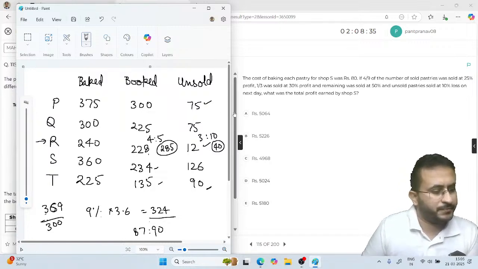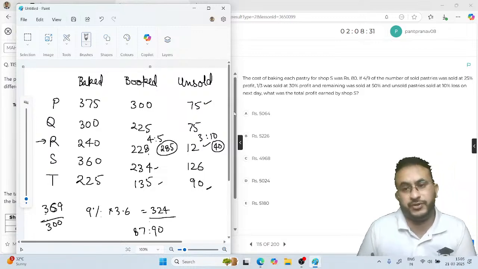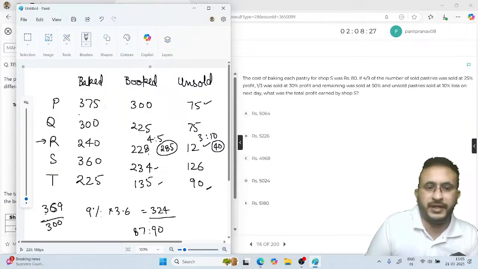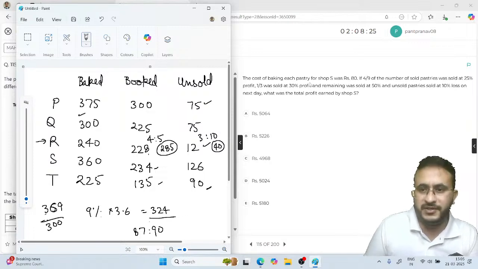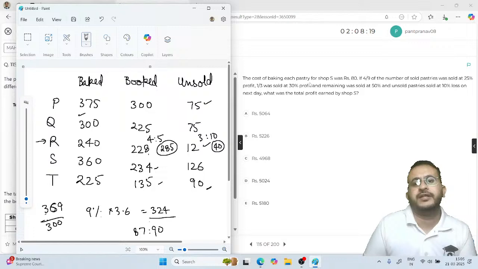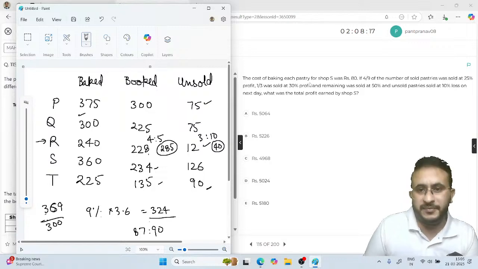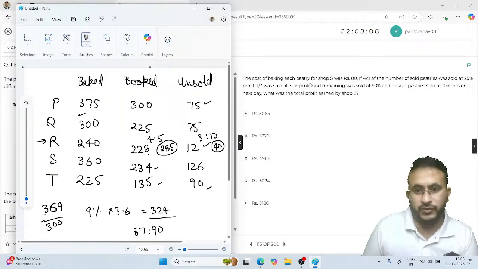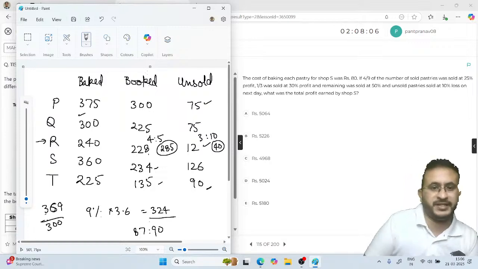Then we have the cost of baking each pastry for shop S was rupees 80. An 80 rupee pastry was made. 4/9 of the sold pastries were sold at 25% profit. One third was sold at 30% profit, and the remaining was sold at 50%. And unsold pastry sold at 10% loss on next day. What was the total profit earned by shop S?